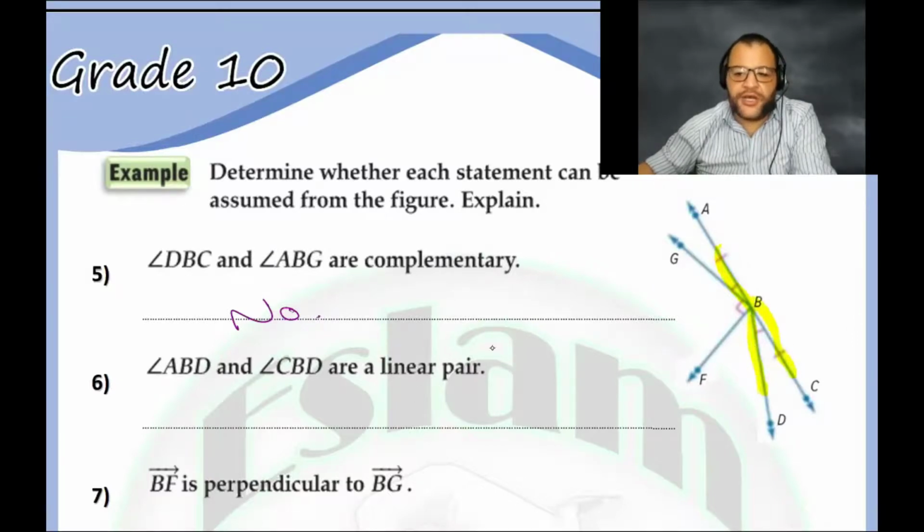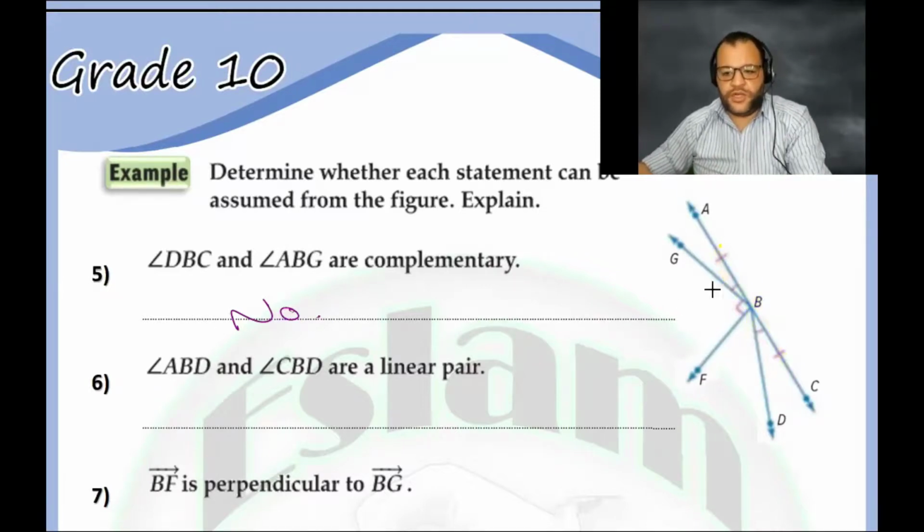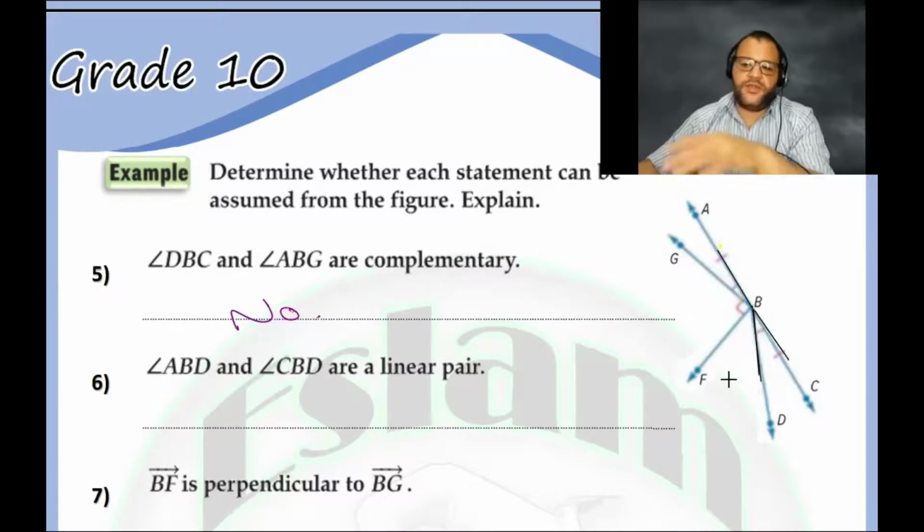are linear pair angles? Yes. I will graph it, for this one: A, B, D, and D, B, C, in this way. Can we say that they are linear pair? Yes.